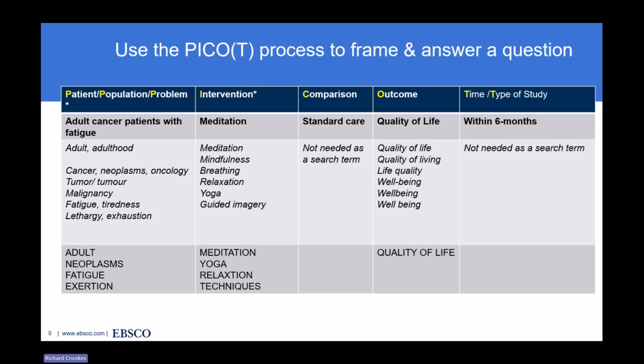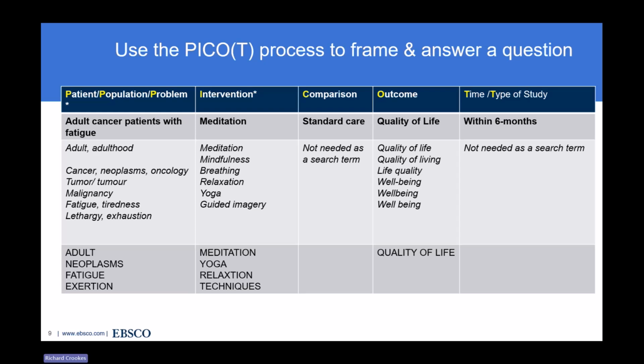And comparison, we won't be searching directly for standard care. Outcome, quality of life, quality of living, well-being, and so on. And again, we'll omit the time frame, although that could be a type of study. So it could be a randomized control trial, for example, or clinical trial, etc.